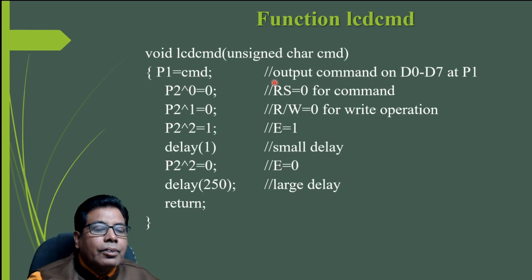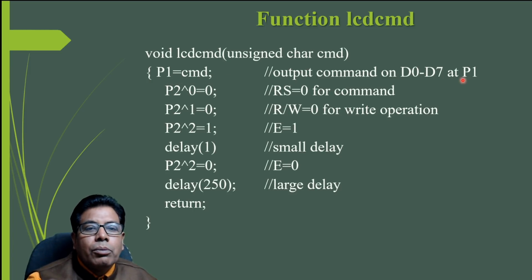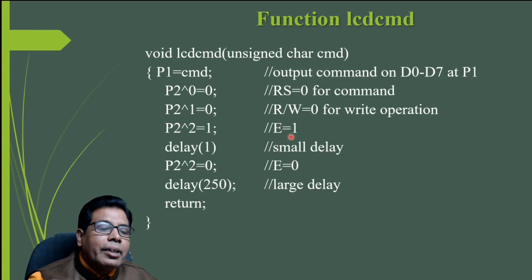Then whatever we pass to this function will be assigned to port 1. So output command on D0 to D7 at port P1. Then RS is equal to 0 for command, so we'll make P2.0 equal to 0. Then P2.1 is made 0 for the write operation. And P2.2, that is the enable signal, we are making it high.